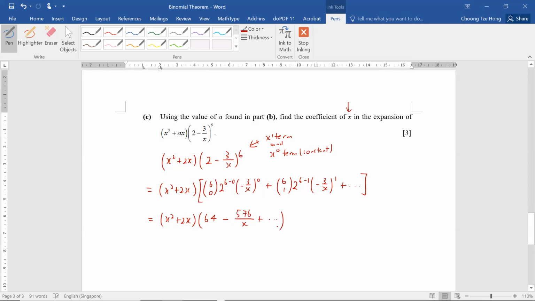Now we can extract the coefficient of x. They want the coefficient of x, so the coefficient of x will be x squared times this one. So it will be 1 times negative 576, and plus 2 times 64, which will give you negative 448.